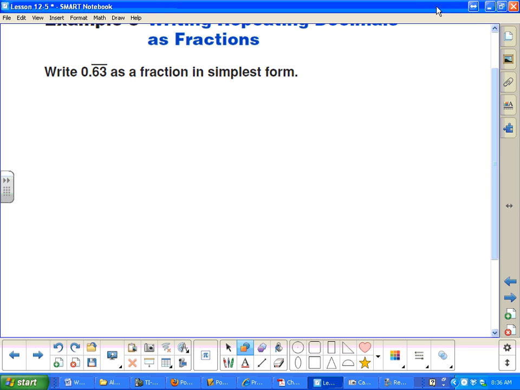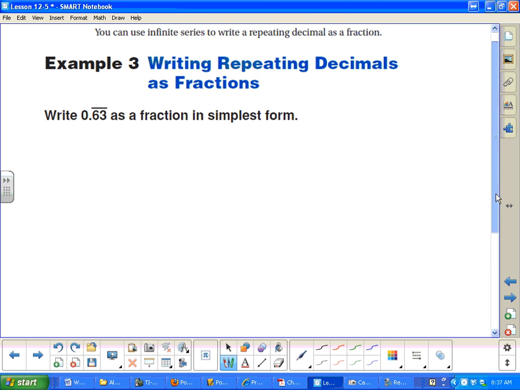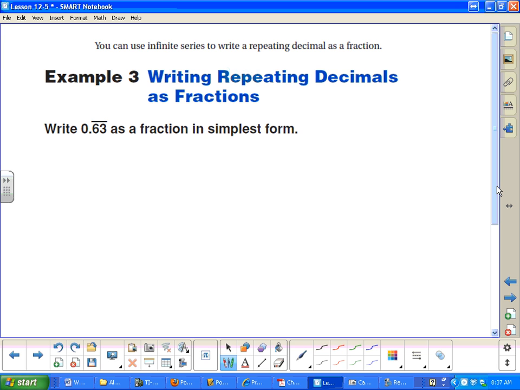Now, repeating decimals as fractions is really one of the easiest things you could ever do if you understand one thing. Okay? And here's the one thing. However many numbers repeat, you put that many 9s in the denominator. Okay?